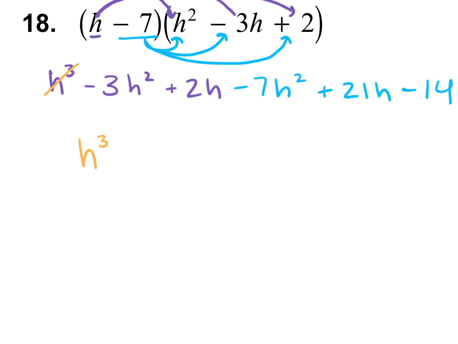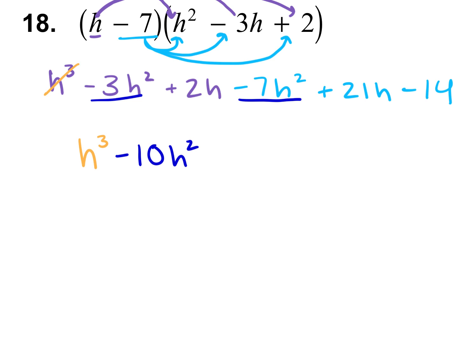Sophia, what's next? Add the h to the second power. So what's -3h to the second power minus 7h to the second power? -10h to the second power. Perfect.